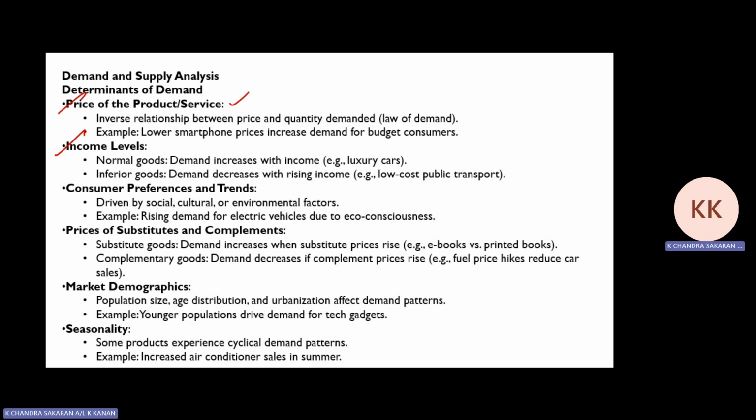Do you understand or not? So pricing, very important. Okay. Income, very important factor that you have to discuss. Consumer preference and taste.